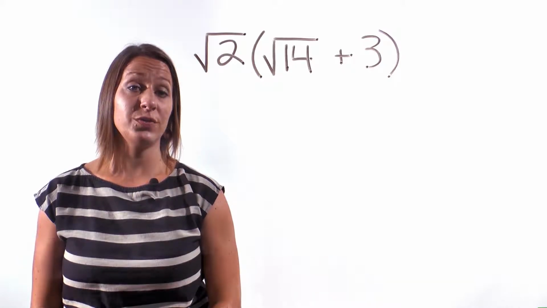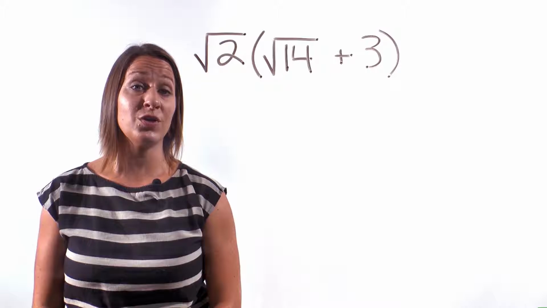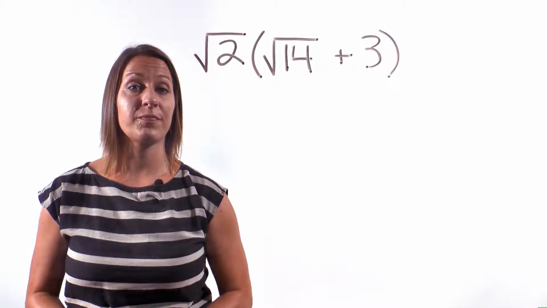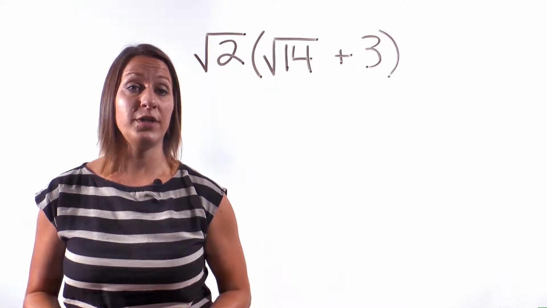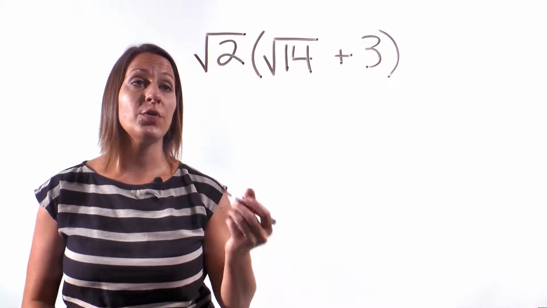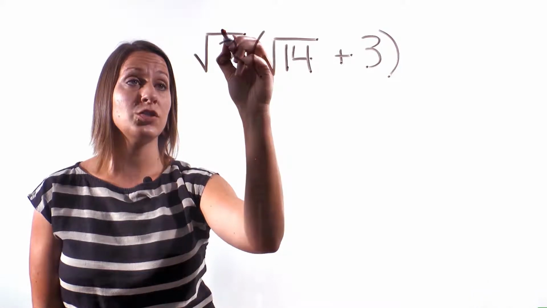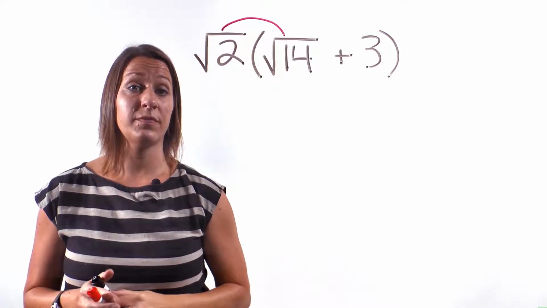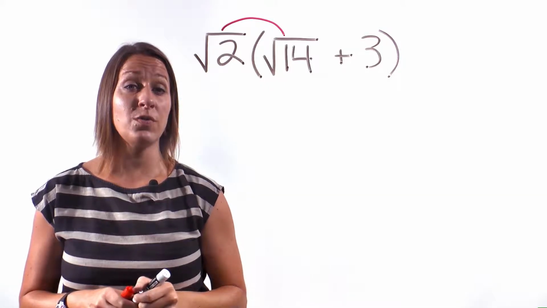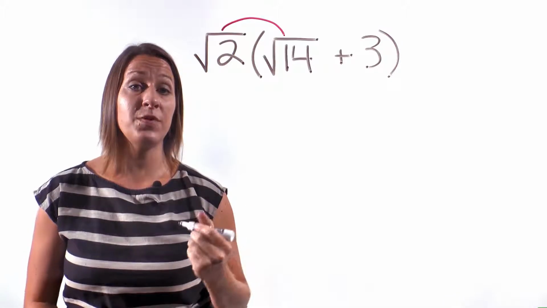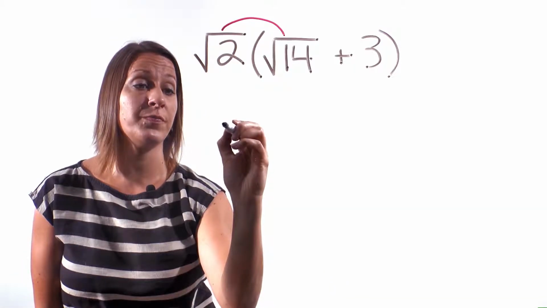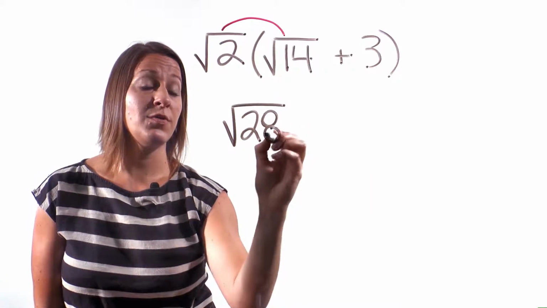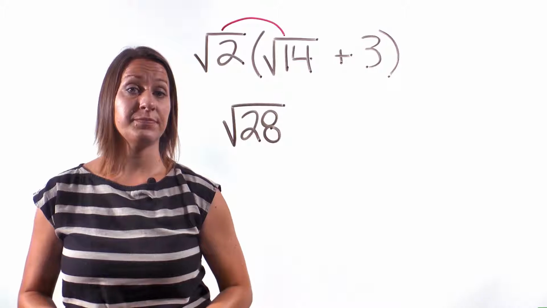We have the square root of 2 times the binomial square root of 14 plus 3. We're going to use the distributive property to solve this problem. We're going to first multiply square root of 2 times the square root of 14. Because they're both square roots, we can multiply 2 times 14 and put that number underneath the radical symbol. That would be the square root of 28.